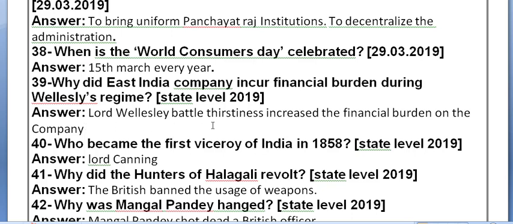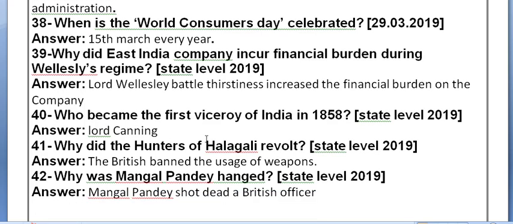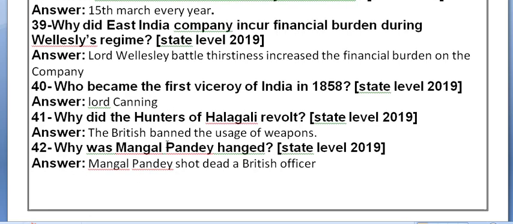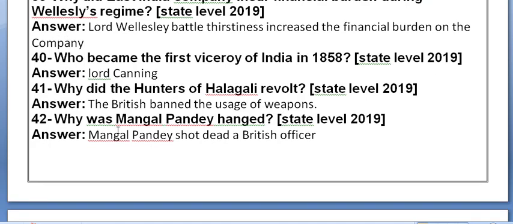Why did the East India Company incur financial burden during Wellesley's regime? Lord Wellesley's battles and aggressiveness increased the financial burden on the company. Who became the first Viceroy of India in 1858? Lord Canning. Why did the hunters of Halagali revolt? The British banned the usage of weapons.